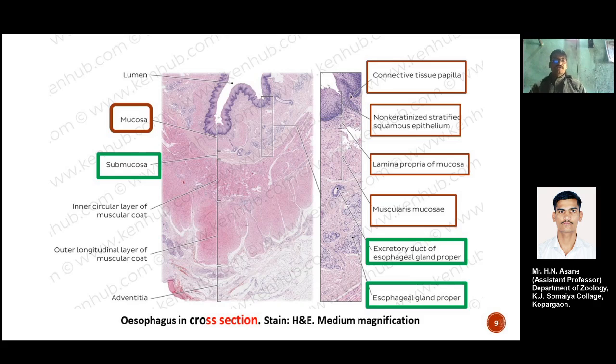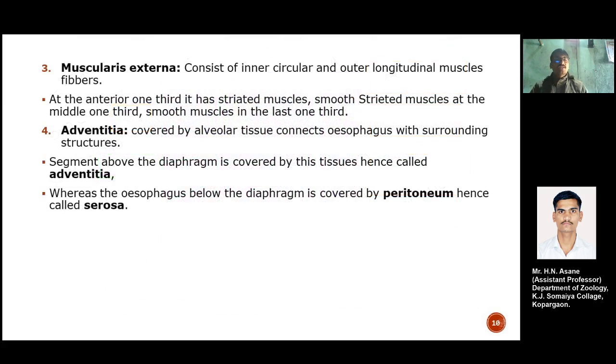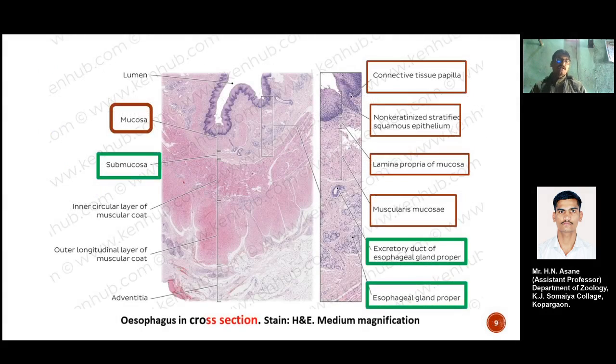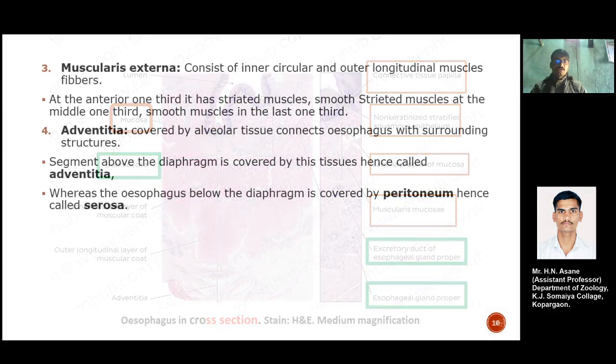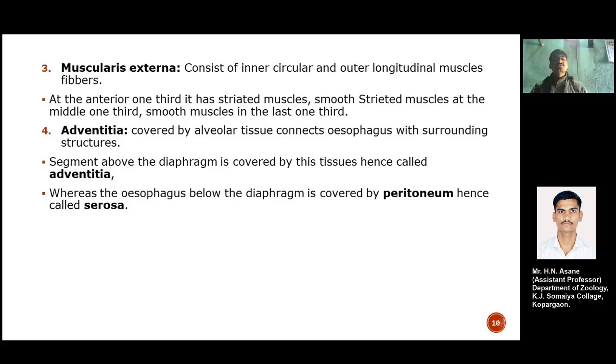As highlighted, you will then see the inner circular layer of the muscular coat, which is the muscle layer, then the outer longitudinal layer of the muscularis coat. Then the last part of the esophagus is the adventitia, which we will see in the next slide. Next is the muscularis externa, the muscle section of this cross section, which consists of inner circular and longitudinal muscle fibers.